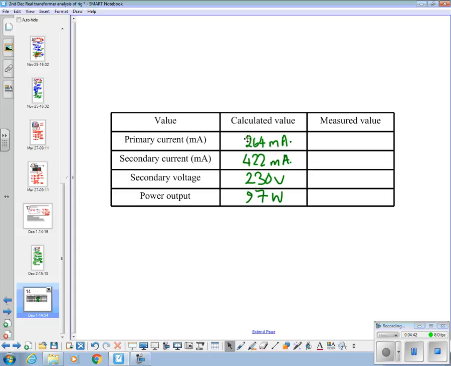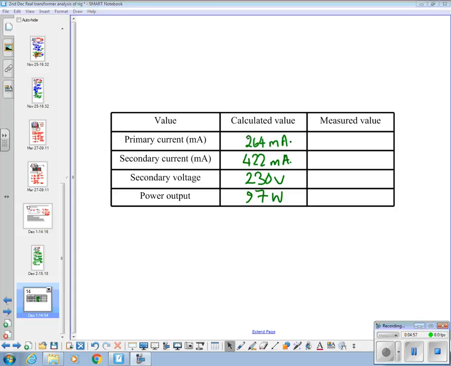Okay, so we'll pause the video there, and we go and run the transformer up with the 546 ohm load and see what we get and see if that concurs with those results.